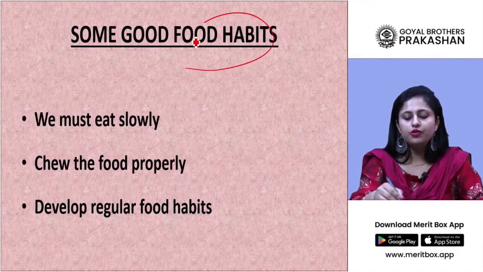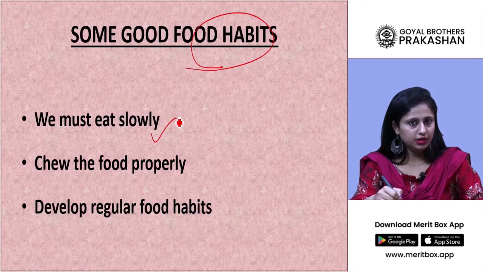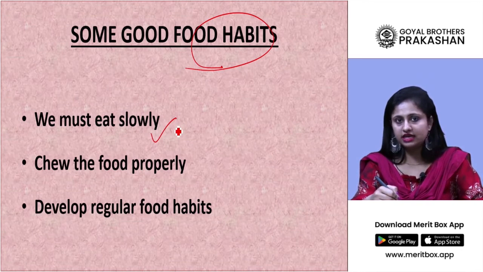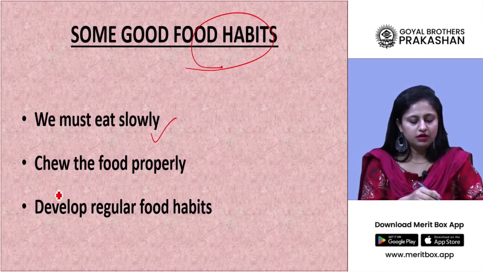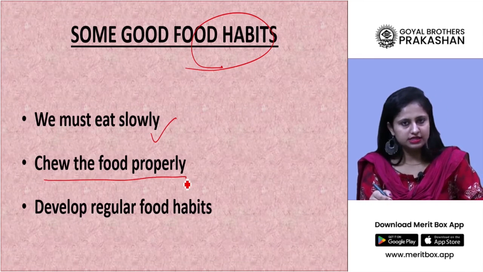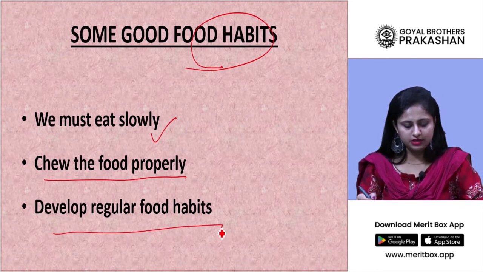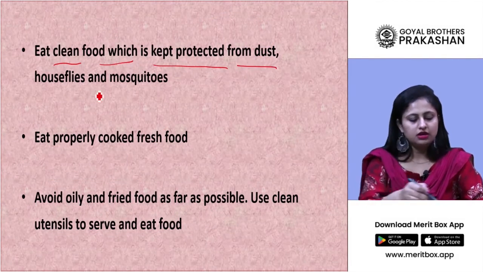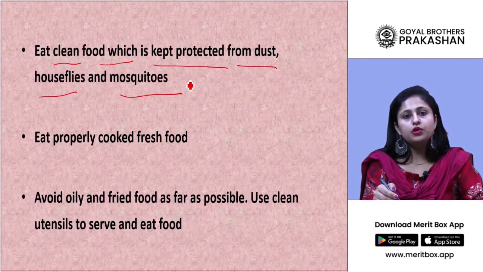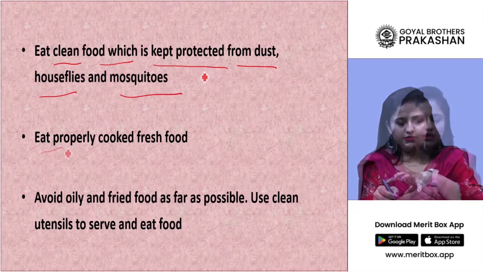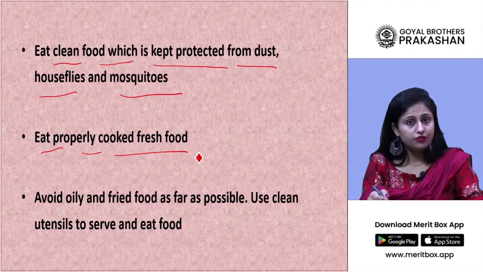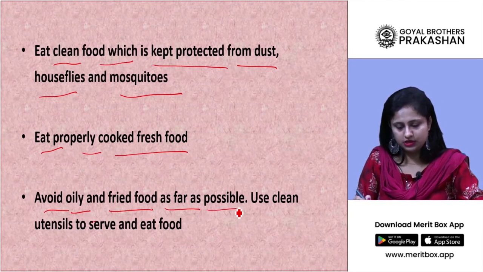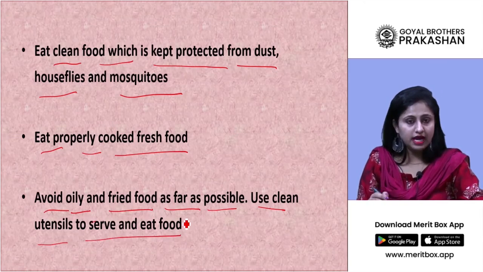There are some good food habits. We must eat slowly. We should chew our food properly so that it can be masticated very well with the saliva. As I said, develop regular food habits. We should eat clean food which is kept protected from dust, houseflies and mosquitoes. So food must be kept covered with a lid. Eat properly cooked fresh food. Avoid oily and fried food as far as possible. Use clean utensils to serve and eat food.